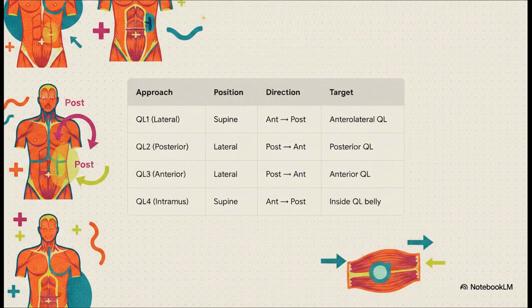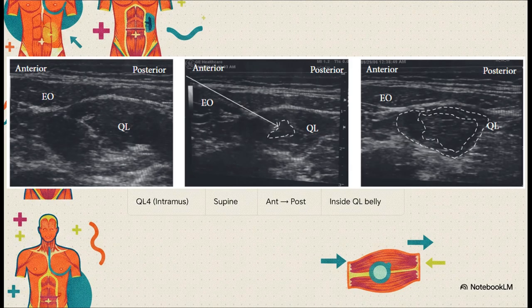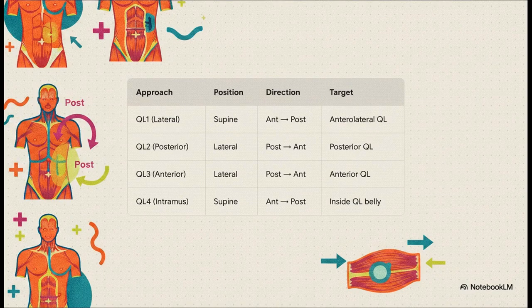Finally, QL4, the intramuscular approach. Patient supine or lateral, needle anterior to posterior. You simply drop your local anesthetic directly into the belly of the QL muscle. It's technically the easiest to perform, acting as a simple depot, but it offers the most limited, localized effect.